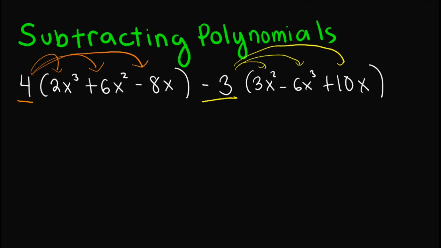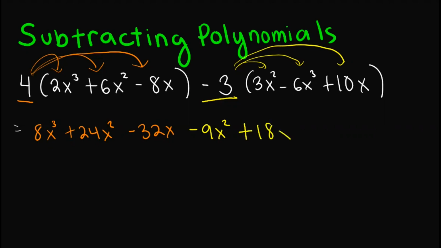So this would become 4 times 2 is 8x cubed, 4 times 6 is 24x squared and negative 32x. Then for the next one, that would become negative 9x squared. Negative 3 times negative 6 is positive 18x cubed and negative 30x. And from here, we can now combine the like terms.